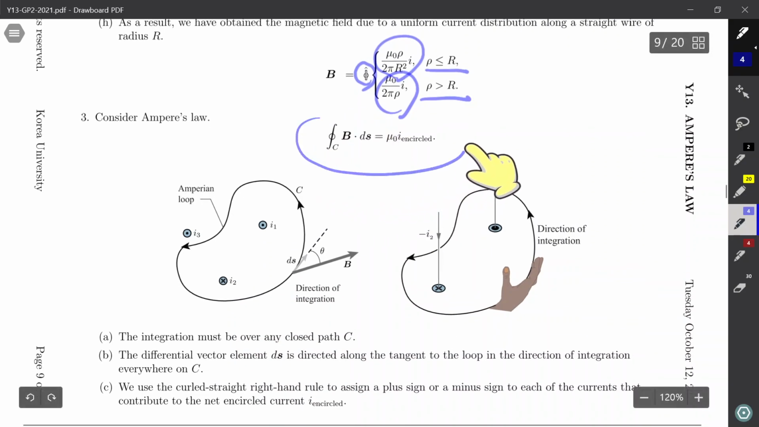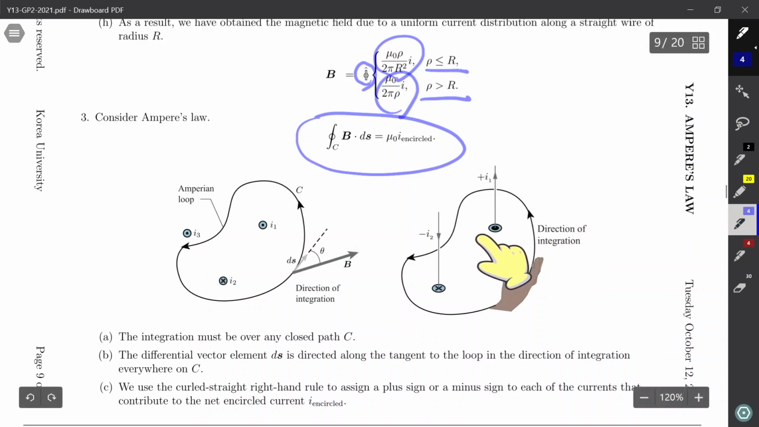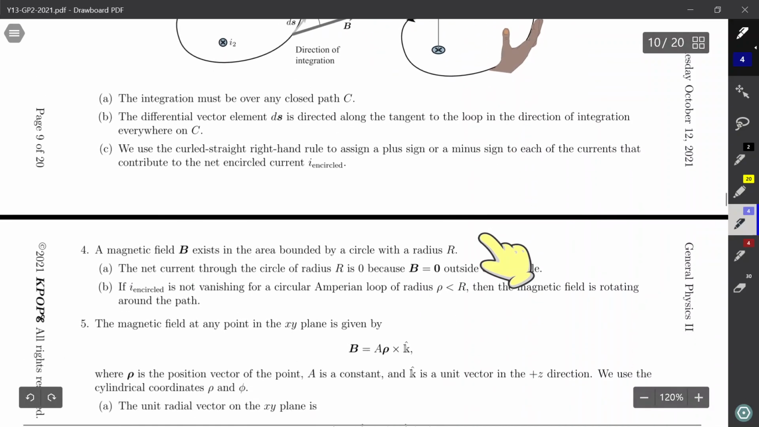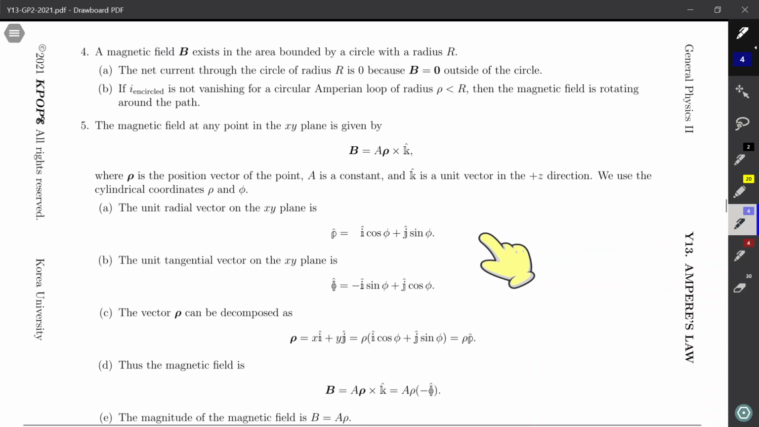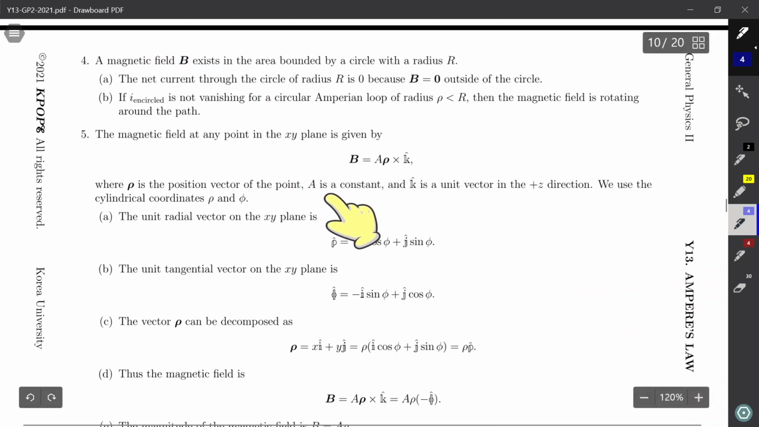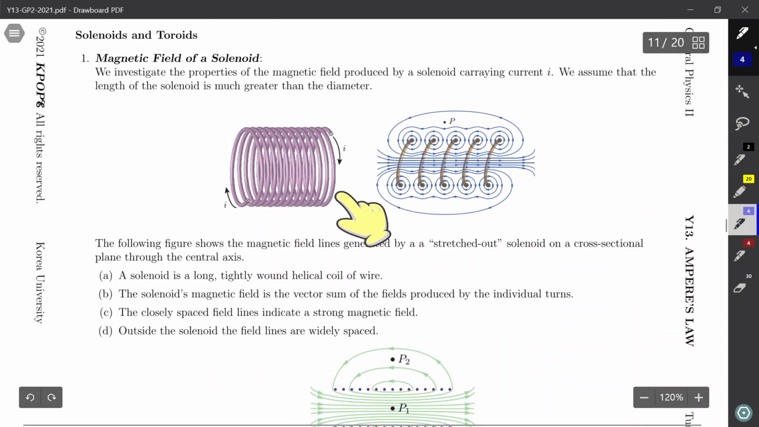In summary, Ampere's law can be used to compute the magnetic field for complicated current density distributions, but having symmetry. If there is a symmetry, the magnetic field can be computed very easily. These are the examples, so you can study by yourself. Solenoids and toroids.